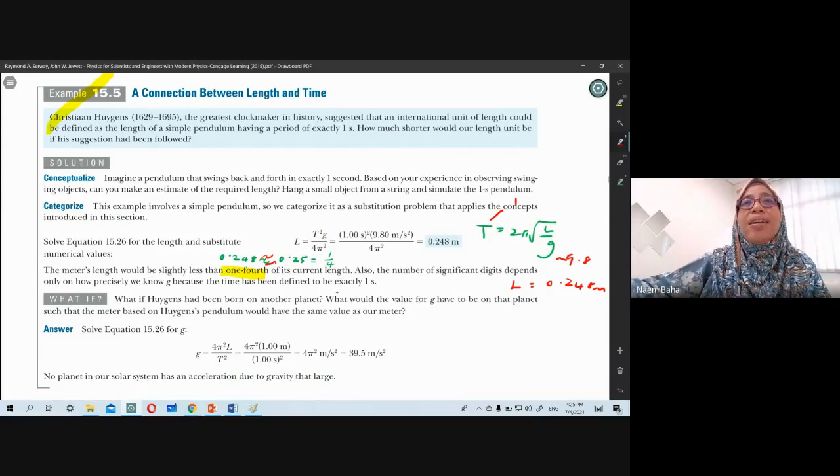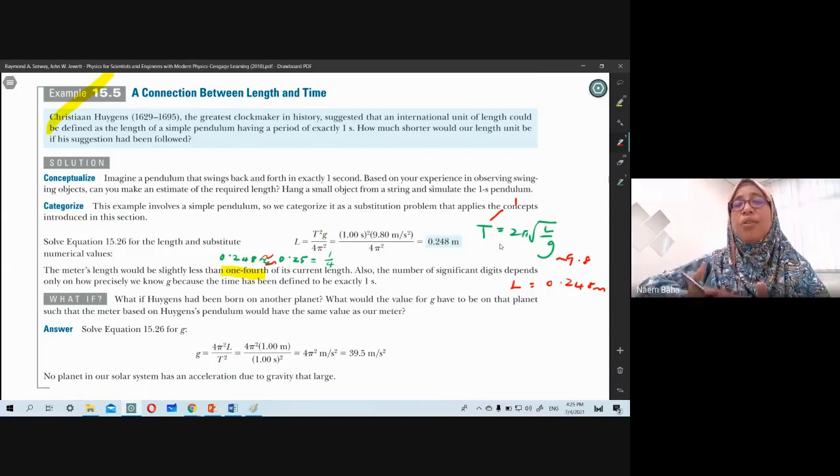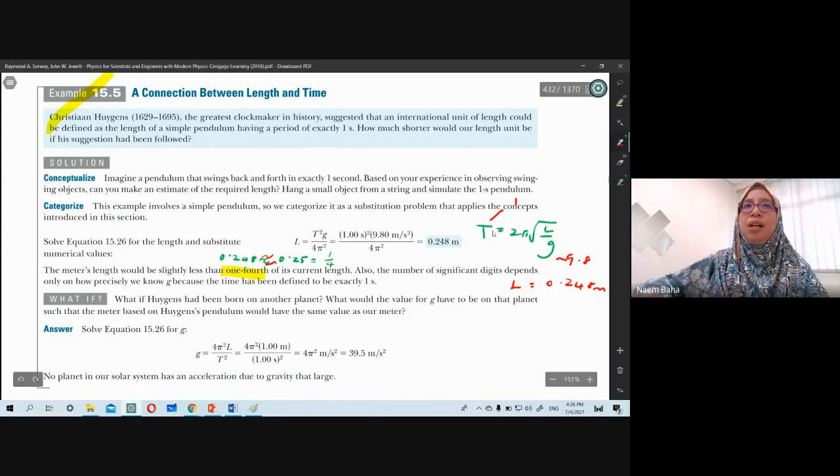Nevertheless, this example is quite similar to what I mentioned from the beginning of our Google Meet, that for physics 2, it's more on the usage of the right equation: which equation to be used, substitute into it, then you should be doing okay.